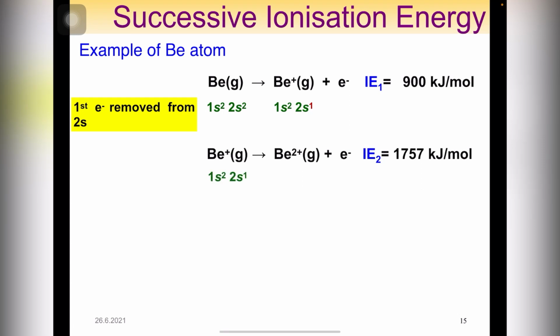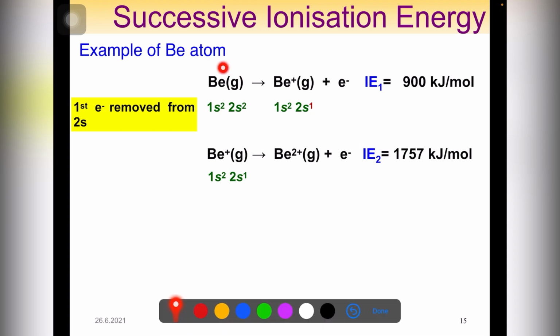And the next, the second ionization energy, removes another electron from the gaseous ion Be+. The gaseous atom forms a Be+ gaseous ion, and from this gaseous ion, it removes another electron to form a Be2+ gaseous ion. So you see that when it removes the second electron, the ionization energy is higher compared to the first ionization energy because the electron is nearer to the nucleus. This second electron is removed from the 2s.